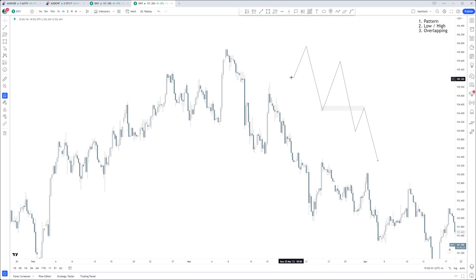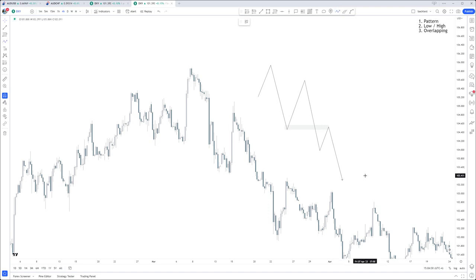So right here we have the pattern. We have our swing failure pattern. So write that down. It's a swing failure pattern. The next thing is the low, in this case, the low/high. If we turn this thing around, we have the same exact thing. We have the pattern right here. We have the high, and then we continue higher.